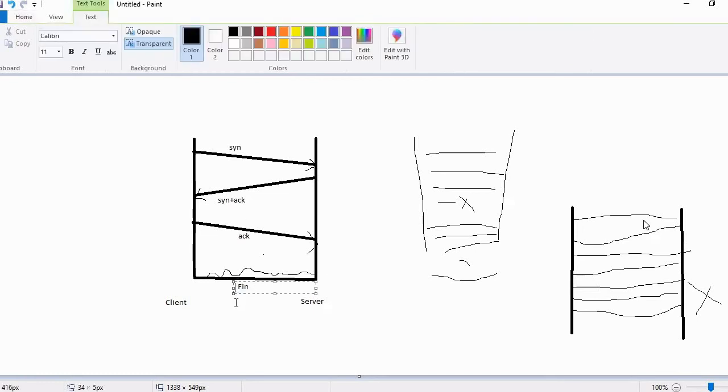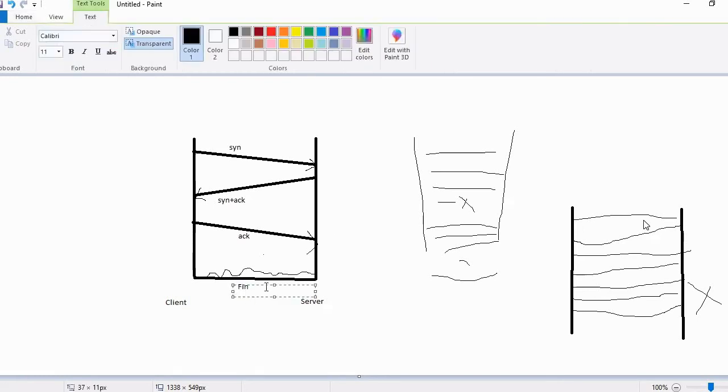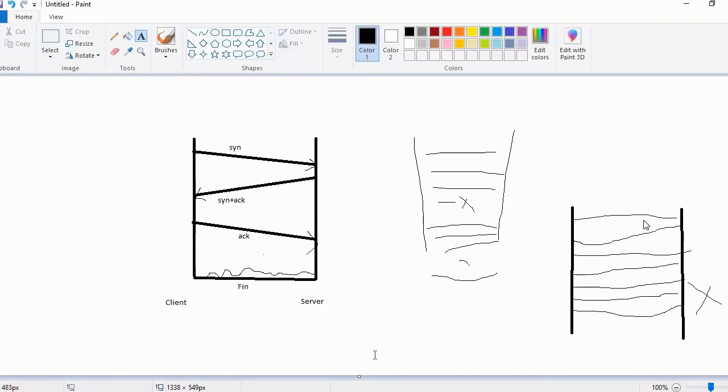Including FIN, it is called a four-way handshake, but generally if someone asks you, they will ask only about the three-way handshake. That concept they will ask. FIN is for finishing the connection. If you include FIN with these three, you can call it a four-way handshake.